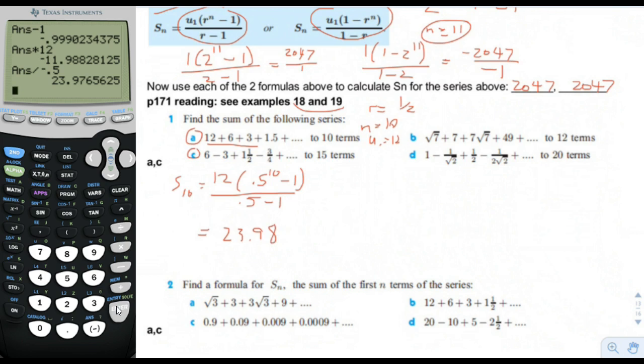Okay. What about this one? This would be S sub 15 equals, first term is 6, the multiplier is negative 0.5, right? Because 6 times negative 0.5 would be negative 3. And that would be to the 15th minus 1 over negative 0.5 minus 1.